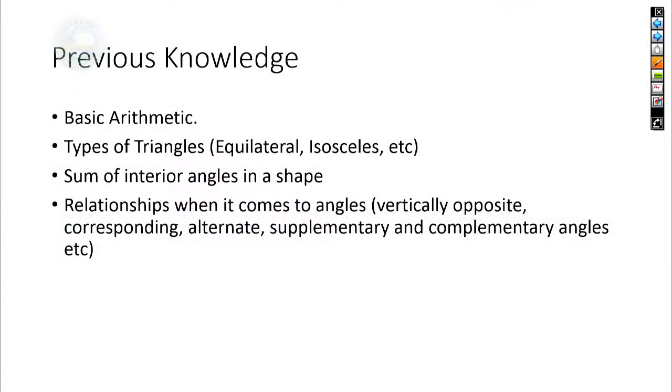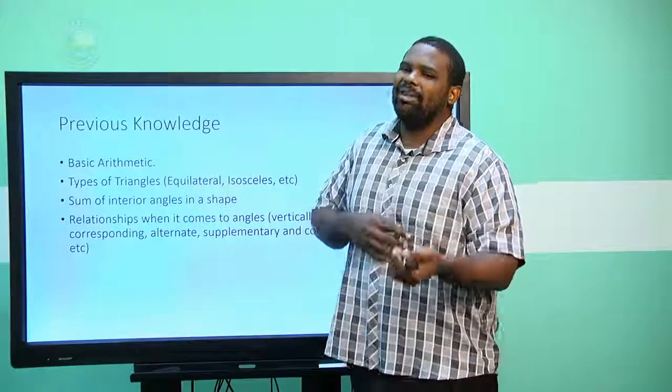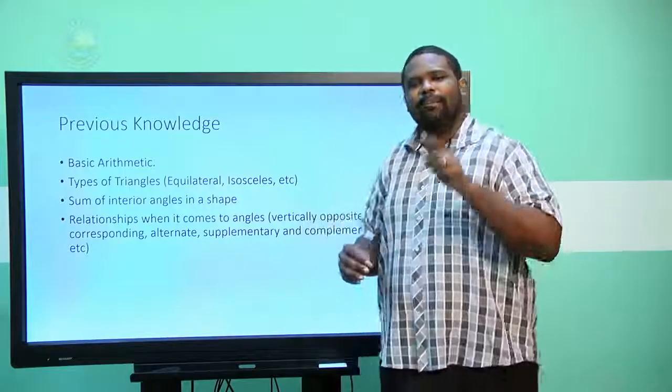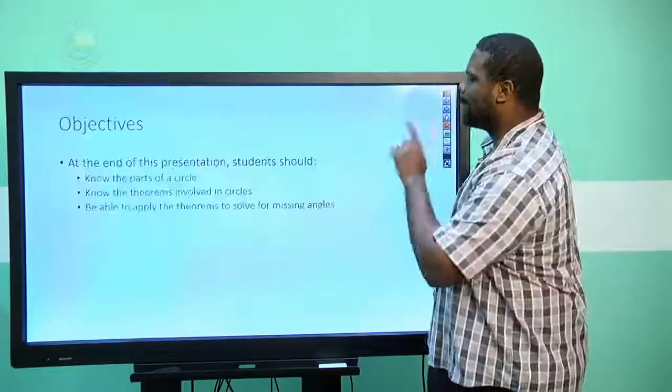Another thing that we must know is the relationships when it comes to basic angles. We should know what is meant by vertically opposite angles. We should know what is meant by corresponding angles, alternate angles, supplementary angles, and complementary angles, etc. So, just to recap, some of the things that you may not remember, we may see them as we go forward, and I will try and give a little explanation, but let's move forward and try to touch on what is more important at this time.